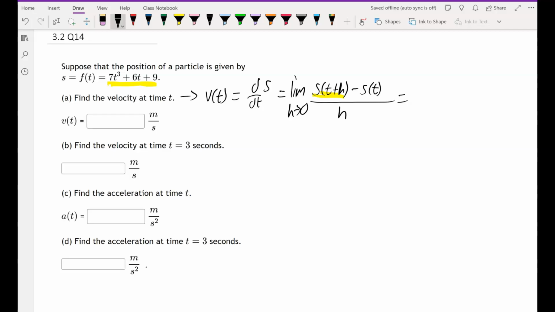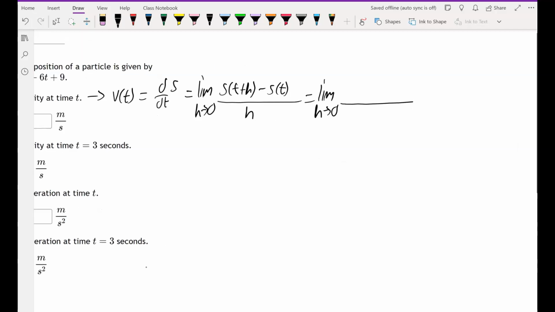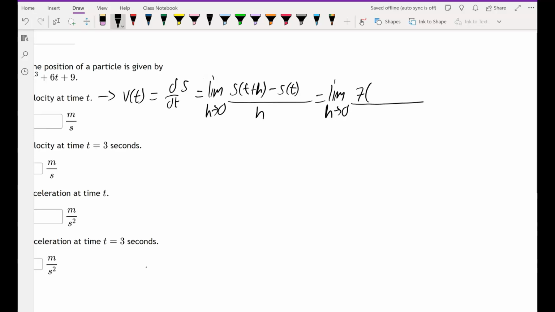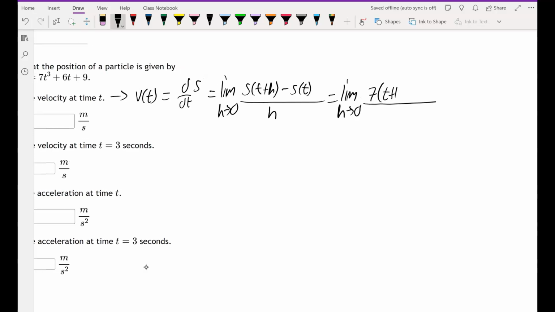What is that equation that I highlighted? It's 7t cubed plus 6t plus 9. So I'm going to replace every t in that equation by t plus h. So let's do that. So I get the limit as h approaches 0 of 7, and then it was t plus h cubed, plus 6 times t plus h, plus 9, and that's what we get for s of t plus h.